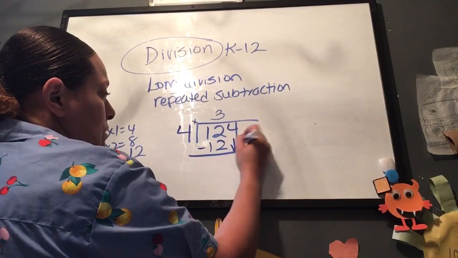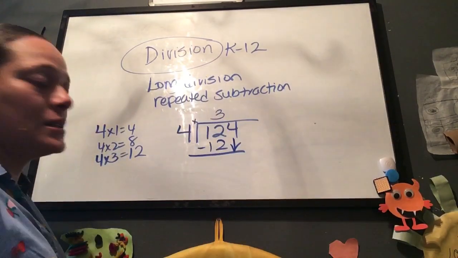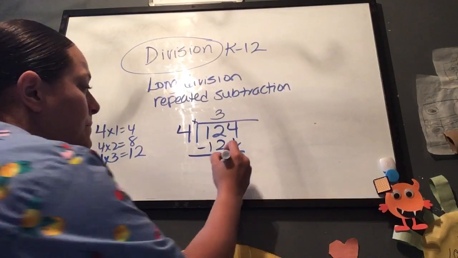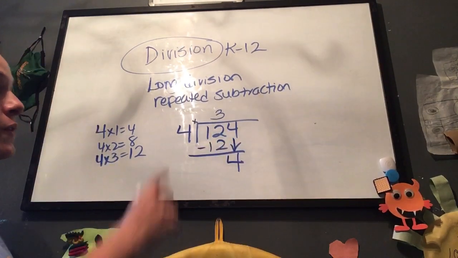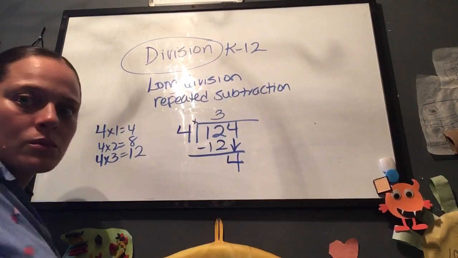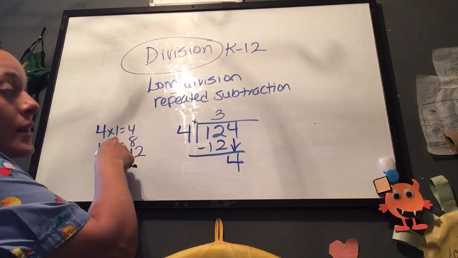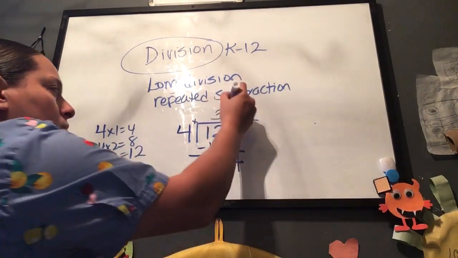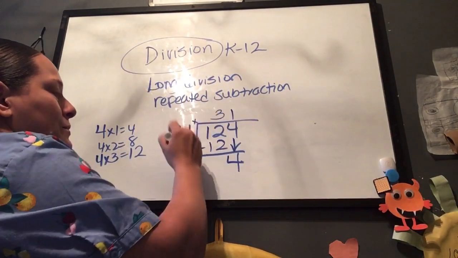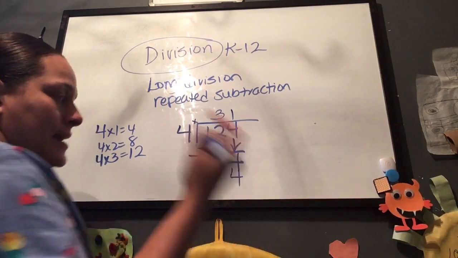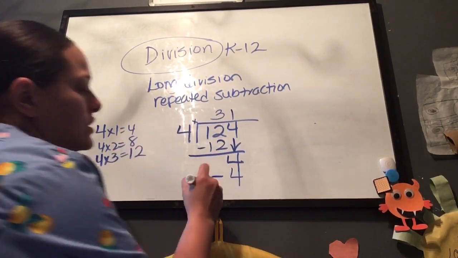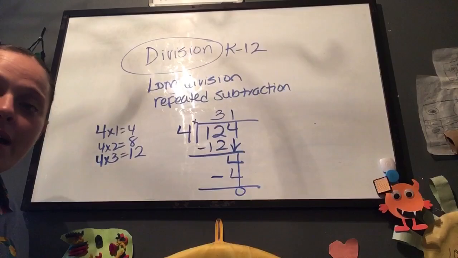And then we're going to drop this 4 down because it's lonely and it needs to come down, right? 4. So 4 goes into 4. Well, 4 times 1 gives us 4. We have 1. 1 times 4 gives us 4. And again, repeated subtraction. So fantastic. We are ending with a 0.